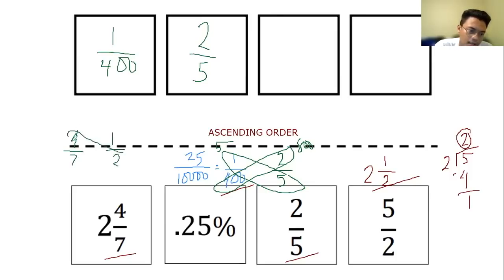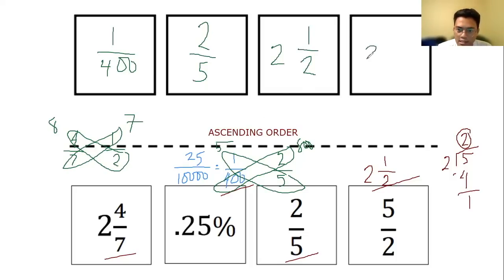Cross multiply. 2 times 4, you will have 8 here. And then 1 times 7, you will have 7 here. So which is less? Which is 1 half. Correct? So what you will put here is 2 and 1 half. And then 4 sevenths, since you found out that the 2 and 4 sevenths is the greatest one. Ascending order, least to greatest. So that is how you do this.